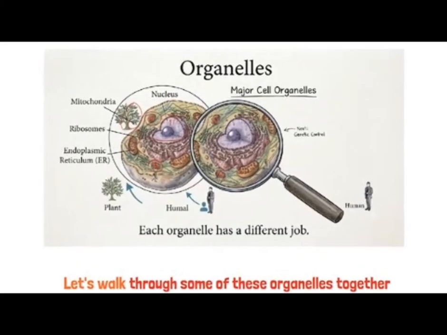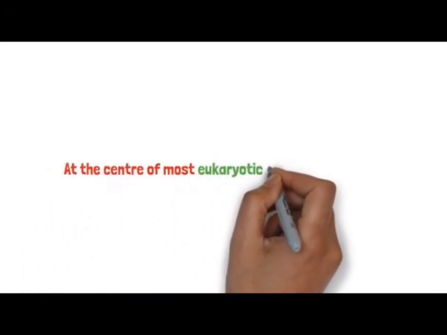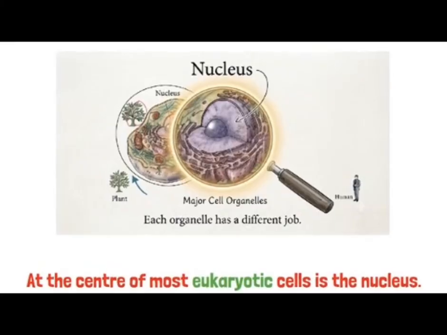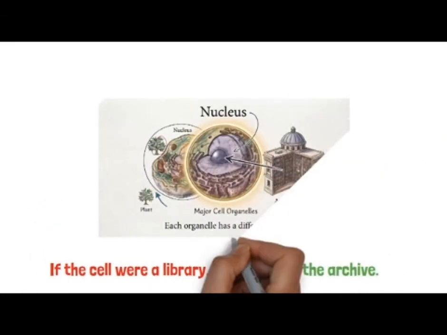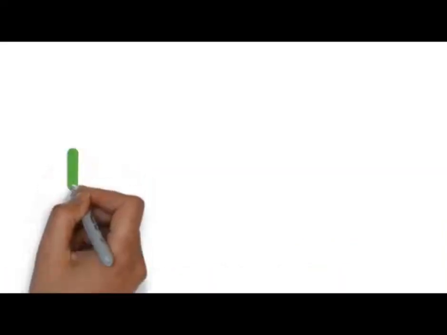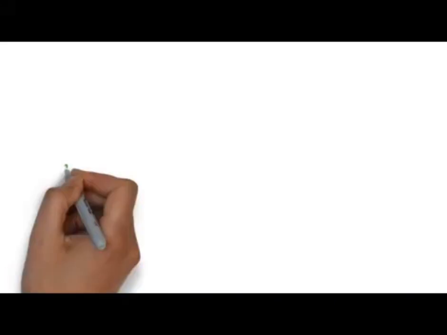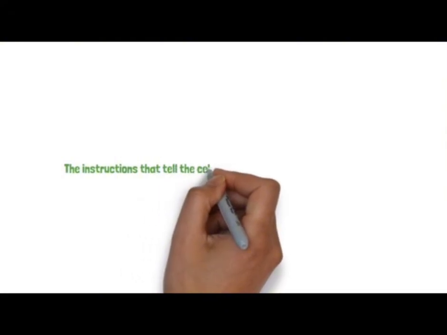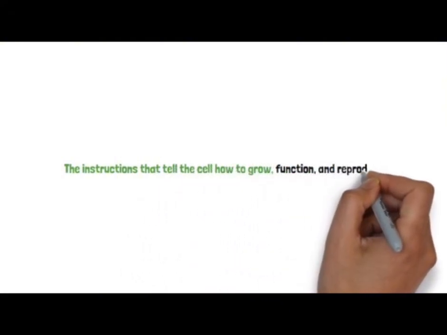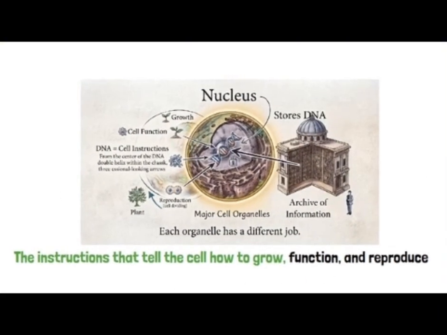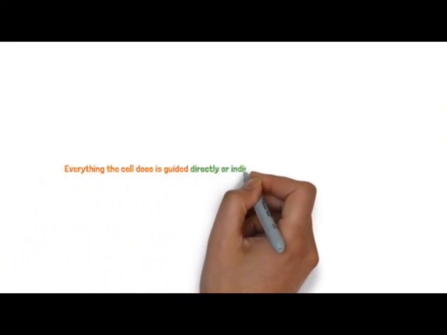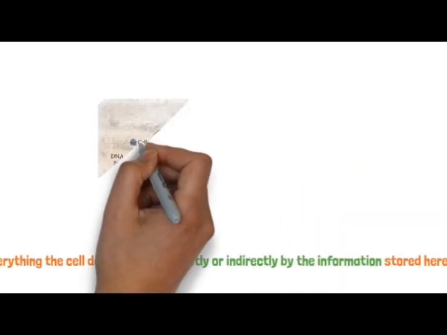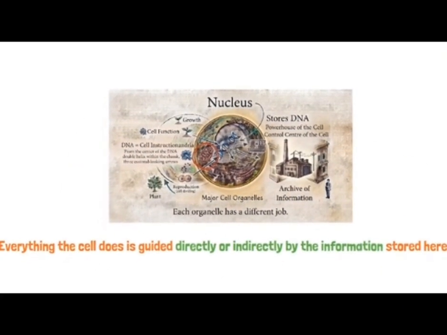At the center of most eukaryotic cells is the nucleus. If the cell were a library, this would be the archive. It stores DNA, the instructions that tell the cell how to grow, function, and reproduce. Everything the cell does is guided, directly or indirectly, by the information stored here.